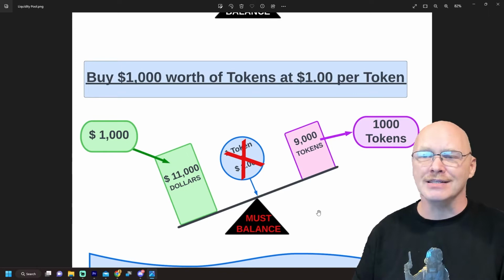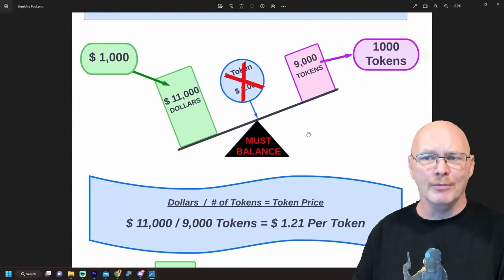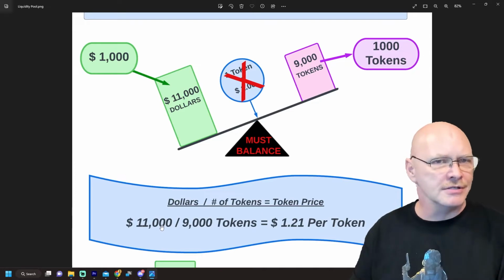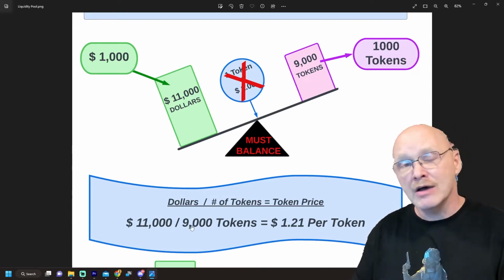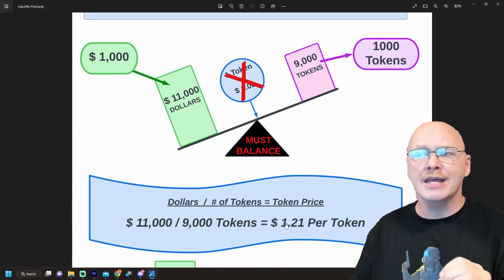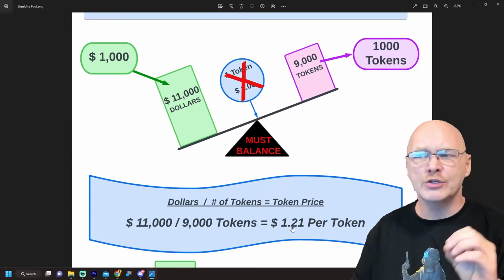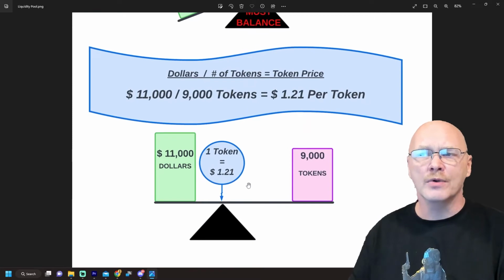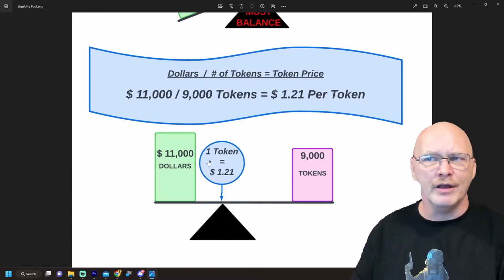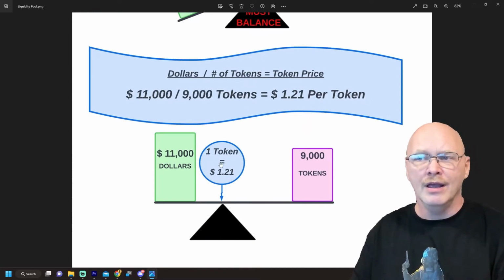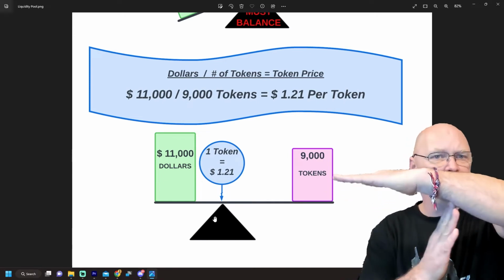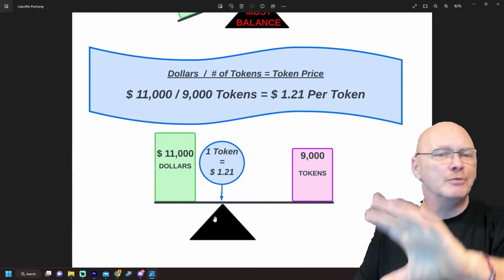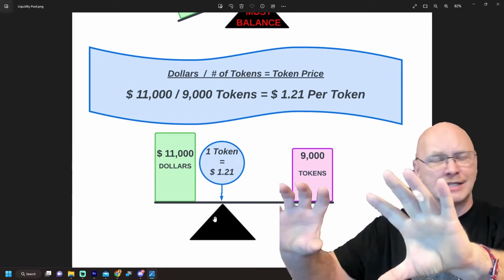It's actually real easy. So we go back to our initial formula, but the values have changed. So now we have $11,000 divided by 9,000 tokens, which gives us a token price of $1.21 per token. Now, when we calculate that out, we notice our balance price has moved over here to accommodate for $1.21. And just like a seesaw, we move that fulcrum over and that gets it back to balanced, just like in the image here. So you can put a bigger value on one side and a smaller one on the other.